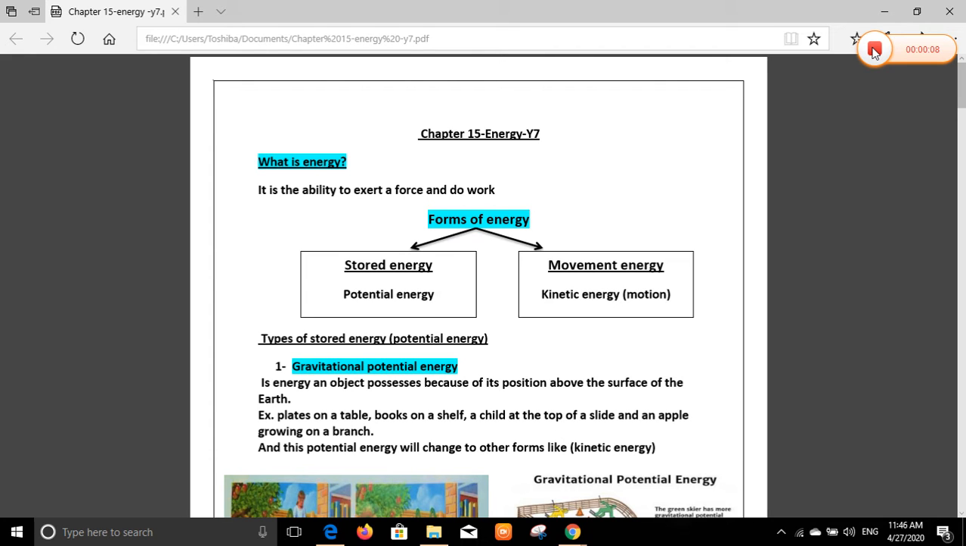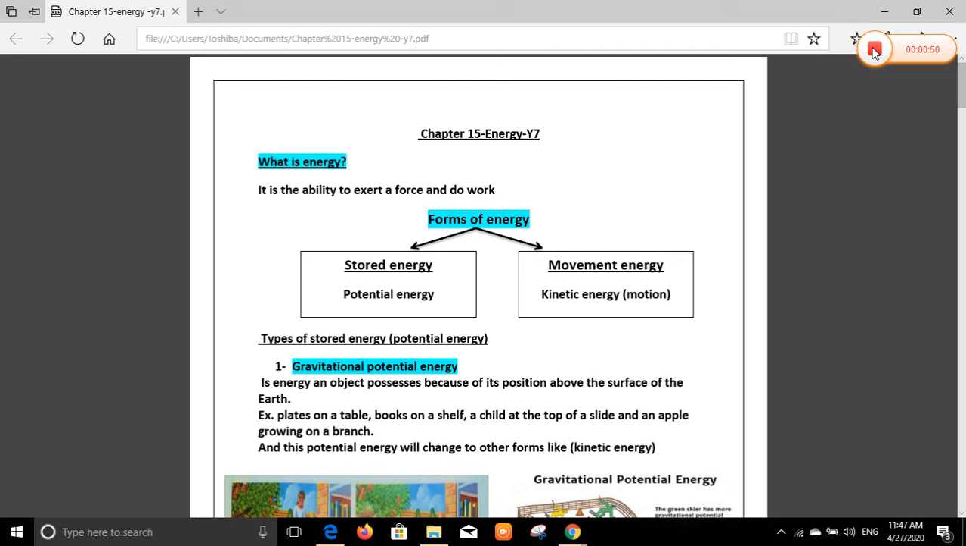This chapter is about energy. Firstly, what is energy? Energy is the ability to exert a force and do work. We have two forms of energy: the first form is stored energy, and the second form is movement energy. Stored energy means potential energy, or energy stored in the body of the object.